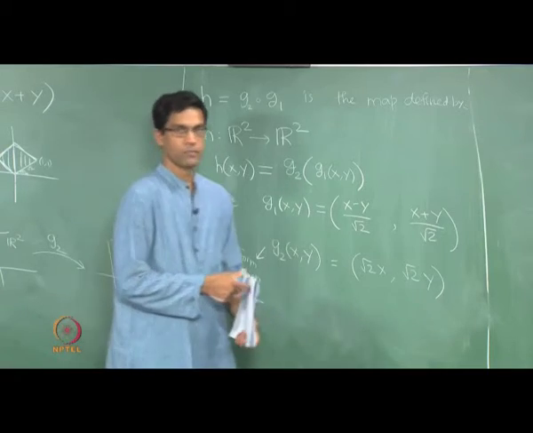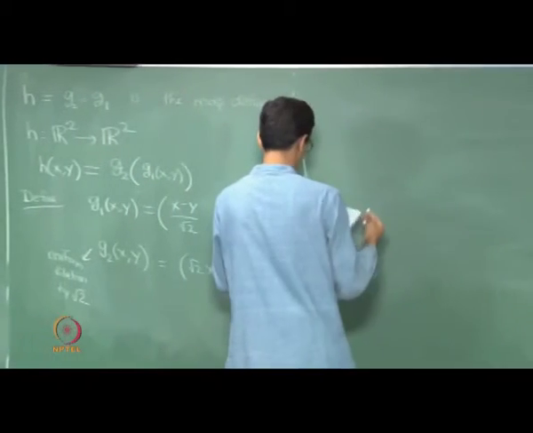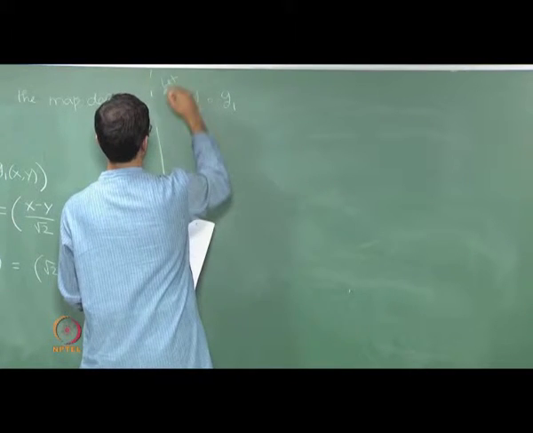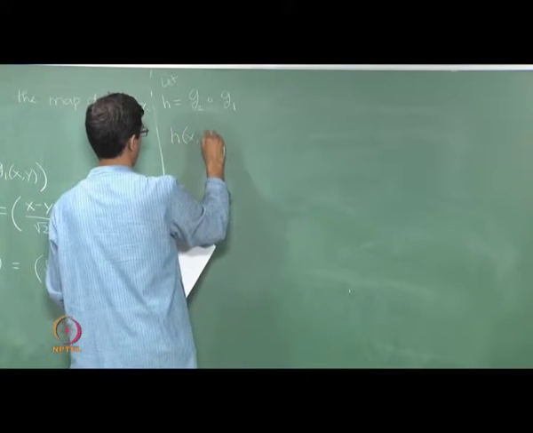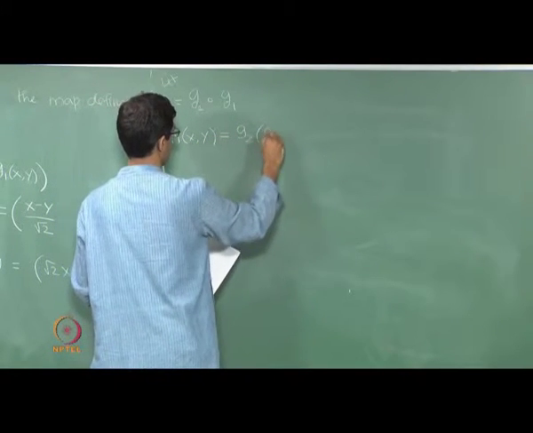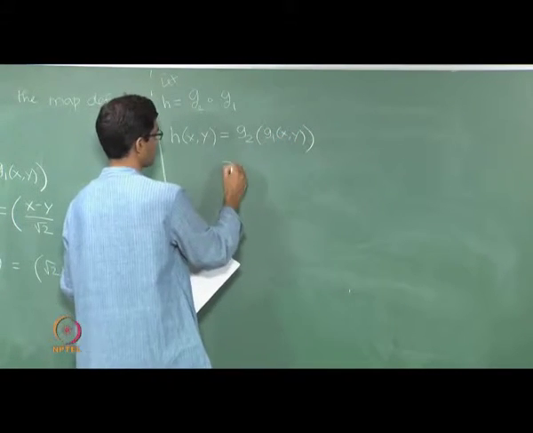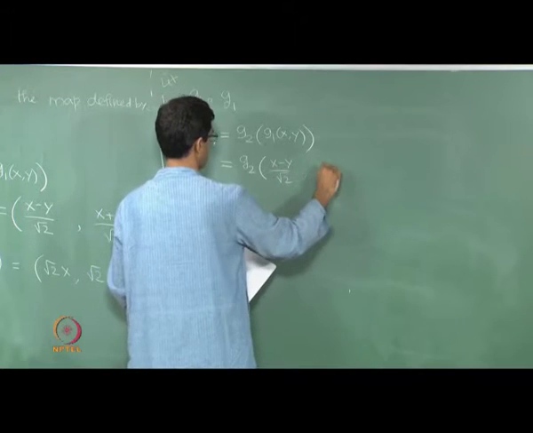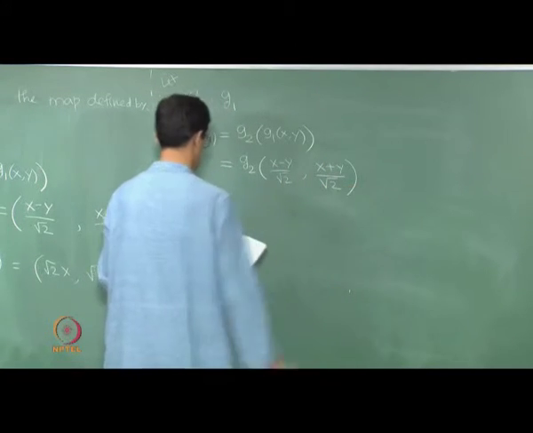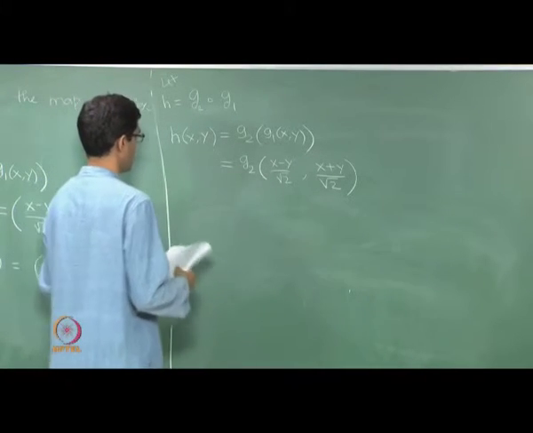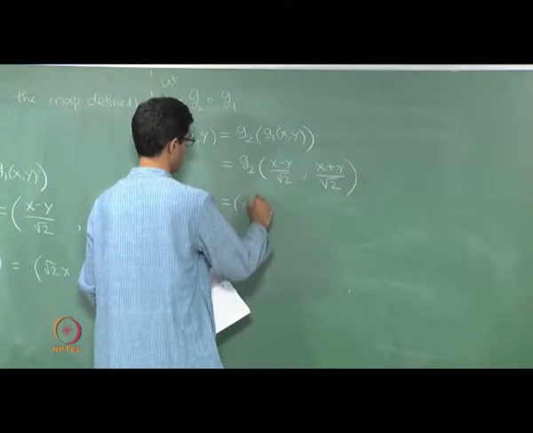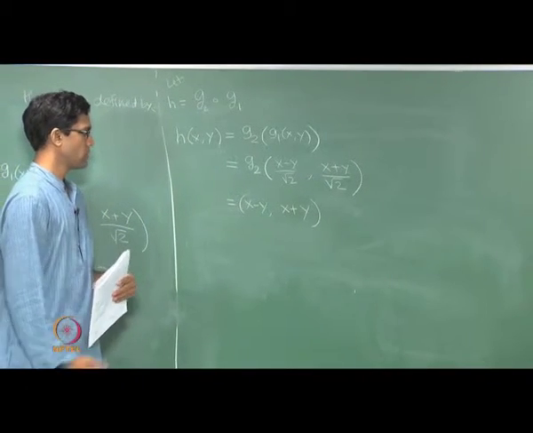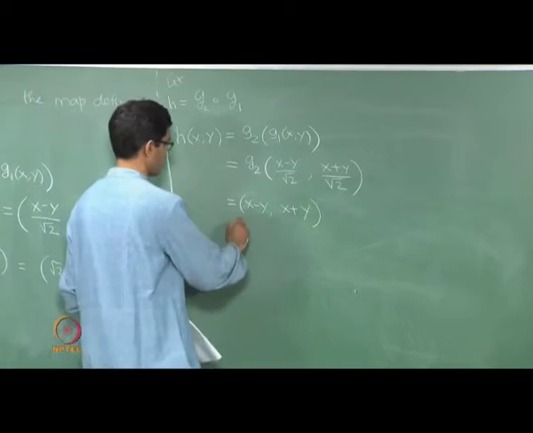So, we will return to g1, but first observe what the composition of these two maps is. Suppose we did g2 composition g1. Let us call it H, and see what this map H is. By definition it is g2 of g1 of xy. So, let us evaluate g1 first. g1 is x minus y by root 2, x plus y by root 2. That is what g1 does, and g2 simply multiplies each factor by root 2. So, this then gives you x minus y comma x plus y. Okay, so what is this? Well, this is the original function f that we started out with. So, this is exactly the function f.